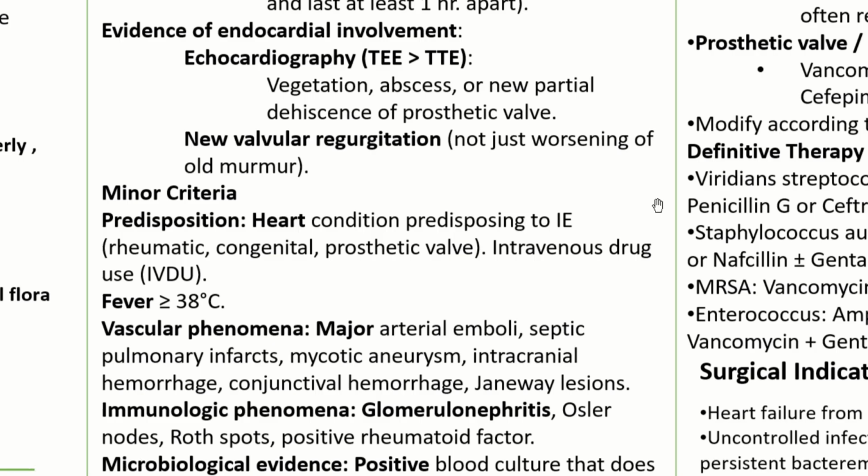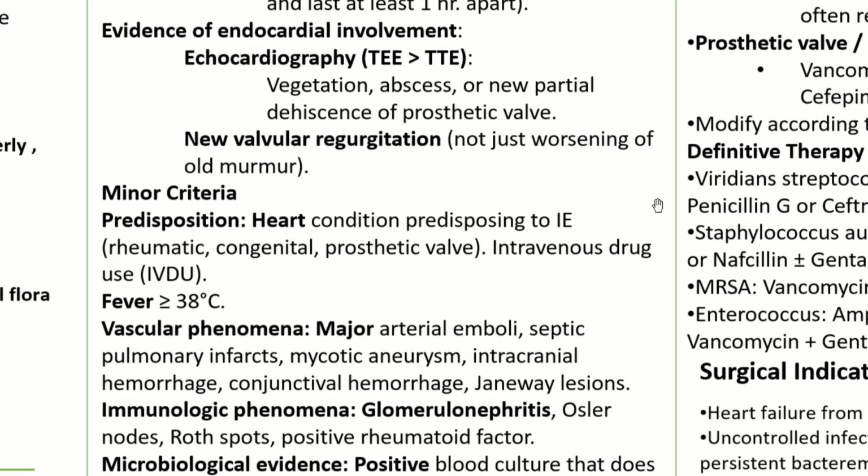Then when we do echocardiography and you see a vegetation, or you see an abscess, or you see a new partial dehiscence of a prosthetic valve on our echocardiography, you know that we have evidence of endocardial involvement. And in most cases, the transesophageal echocardiogram is going to be more sensitive than the transthoracic echocardiography. Then if you have a new valvular regurgitation, that is also a major criterion.